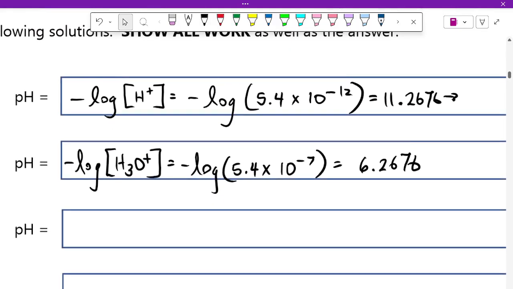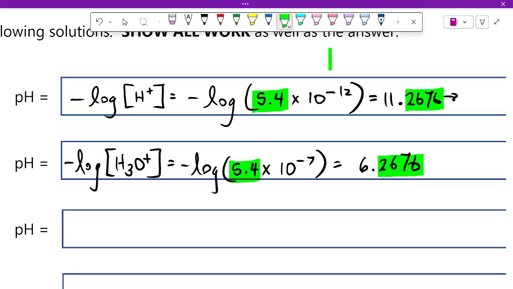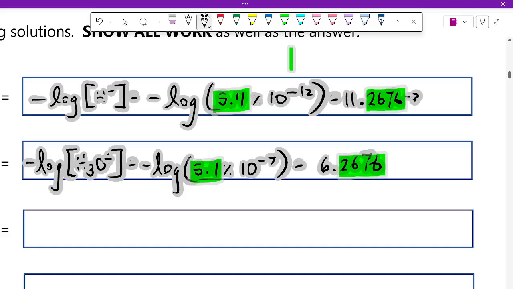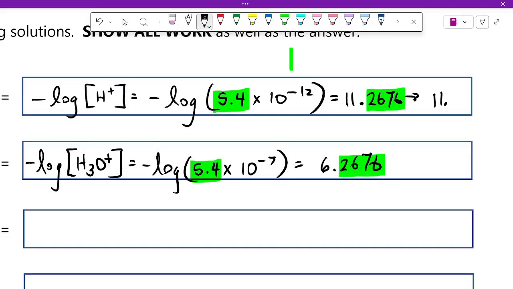Now, one thing I'd like you to notice here is that the coefficients in both of these numbers are the same, and the numbers after the decimal are the same, because it is the number after the decimal that represents what's going on in the coefficient. Okay? It's really only the power of 10 that's changing, and that's the number in front of the decimal that's changing. How many sig figs should we have here? 2. So that's going to become 11.27, and that's going to become 6.27.